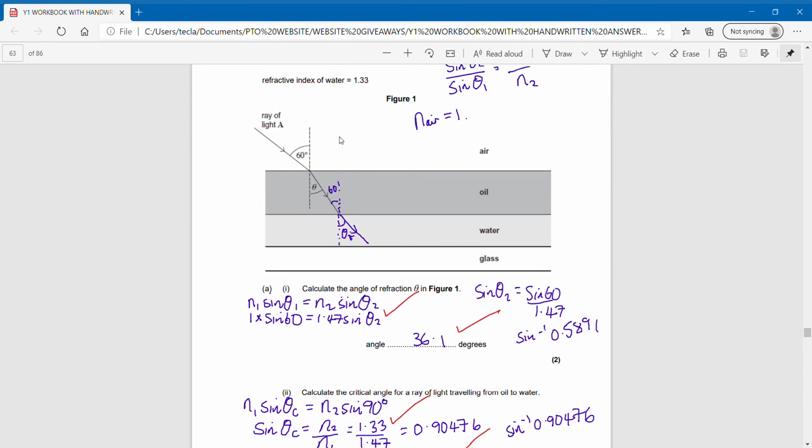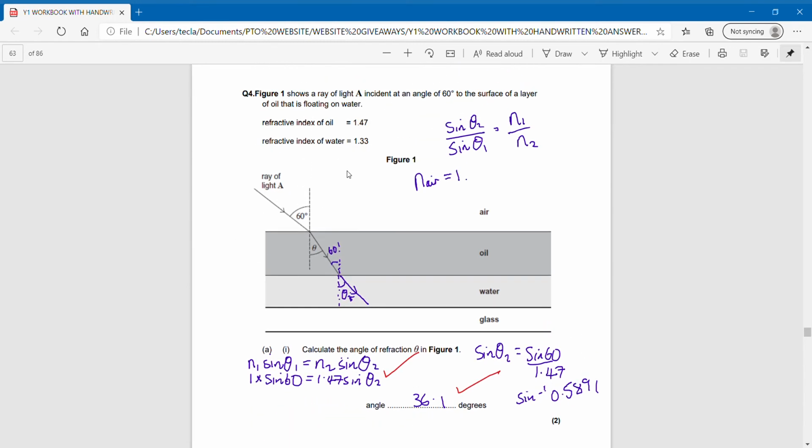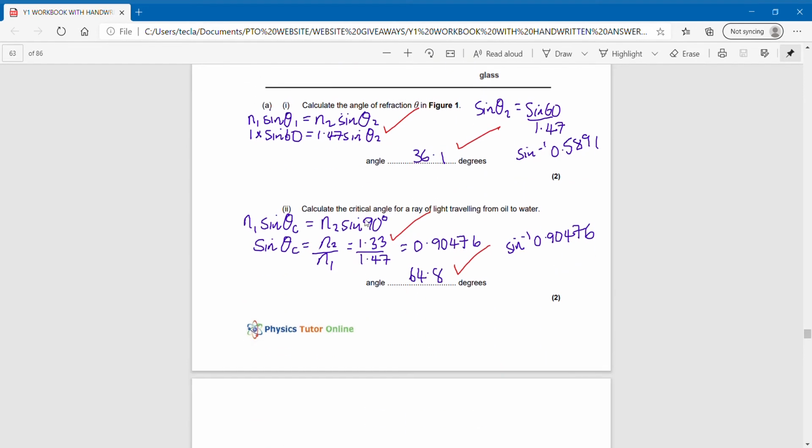So we've got 1.33 for water and 1.47 for oil. And that equals 0.90476. Inverse sine gives us 64.8 degrees. So mark for substitution of the values correctly and mark for the final value.